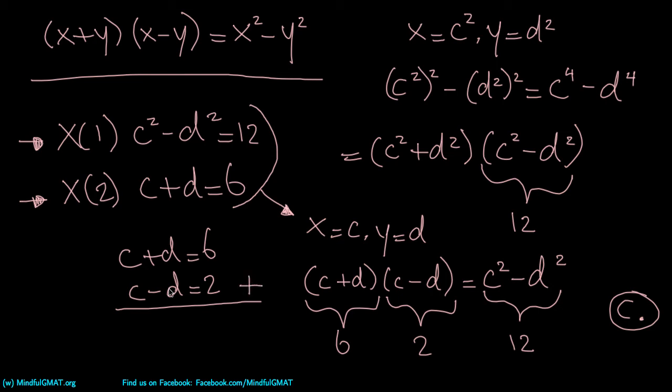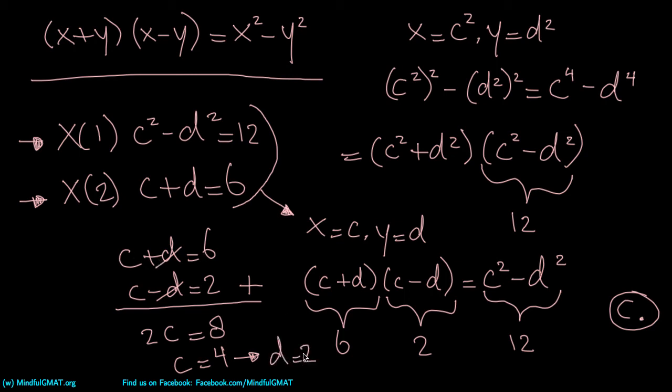In this case, if we add the equations, on the left-hand side we get c plus c, which is 2c, and we get d plus minus d, which cancels out. And 6 plus 2 is 8. So 2c is 8, in other words, c is 4. And if c is 4, then d must be 2, because 4 plus 2 is 6. So d is 2.